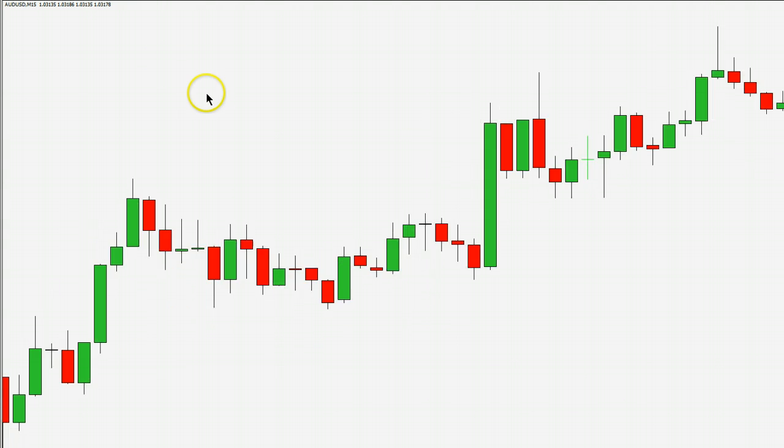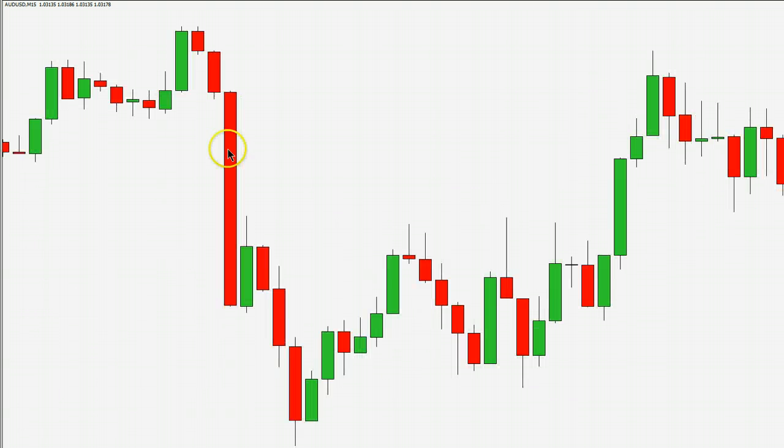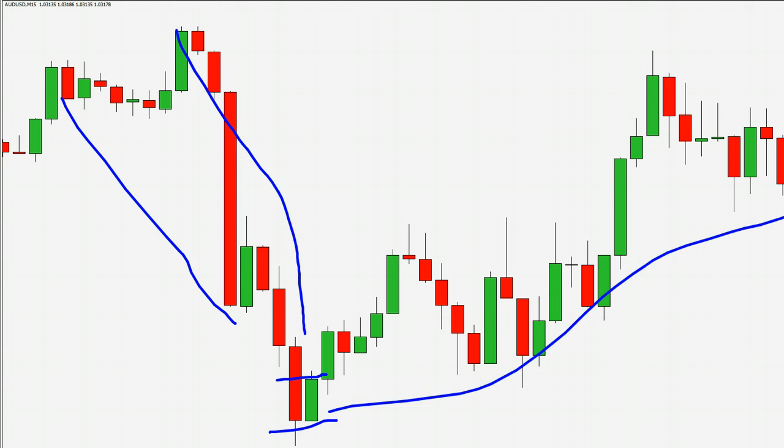Okay, let me see if I can find another good example of an inside bar, and here we go. We got a nice strong downward move, you can see that. Then we got an inside bar right here, and this one ends up going up and making profit. Now, just another thing to note, here's an inside bar that was not a winning trade. It ended up going right back down.